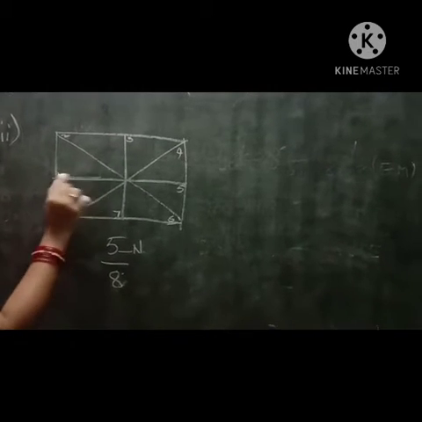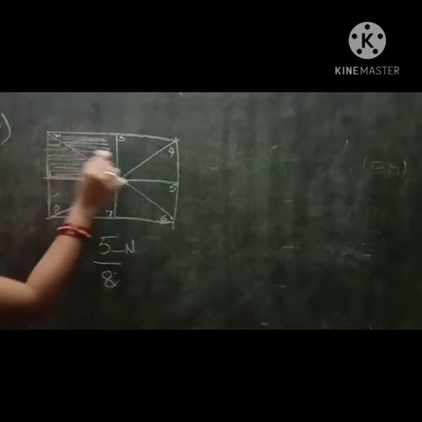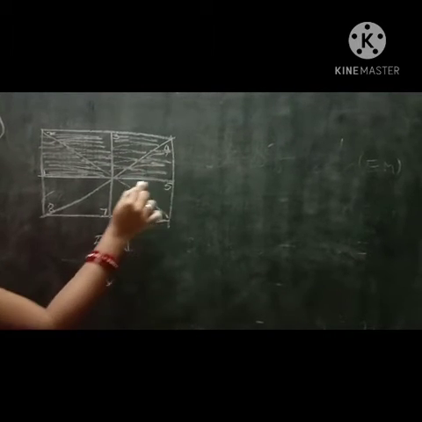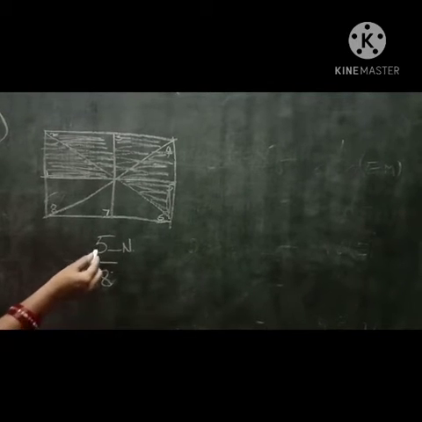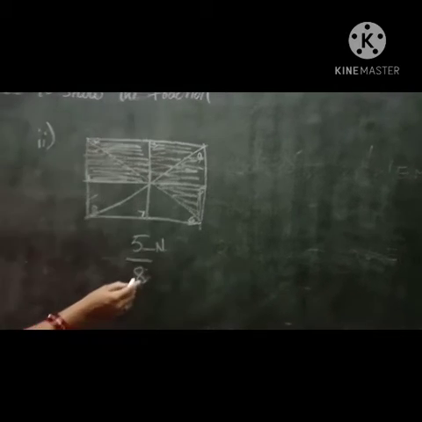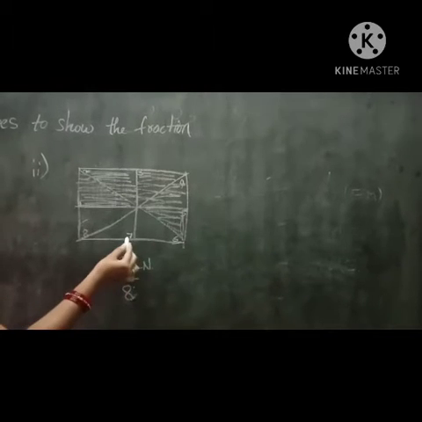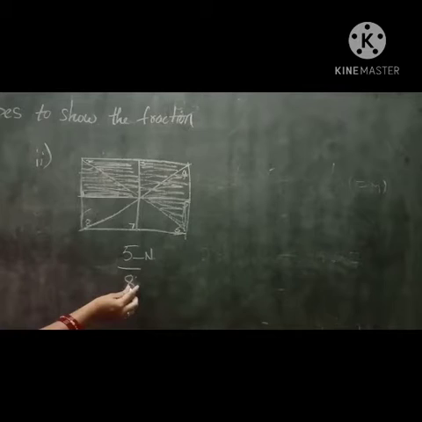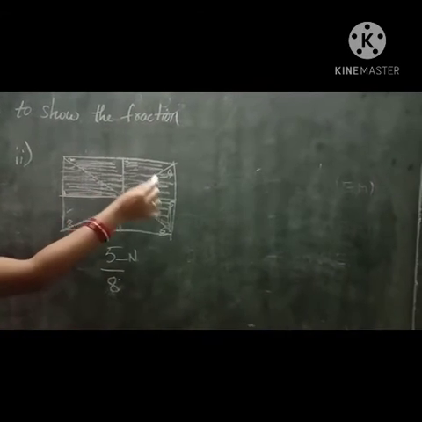See here. 1, 2, this one 3, 4, and again here 5. 5 parts we have to shade to equal this fraction. What is this number? 5 by 8. How many parts are there, children, here? 1, 2, 3, 4, 5, 6, 7, 8. Total how many? 8 parts are there. How many parts we have to shade? The numerator number is 5 now. That's why we have to shade the 5 parts.